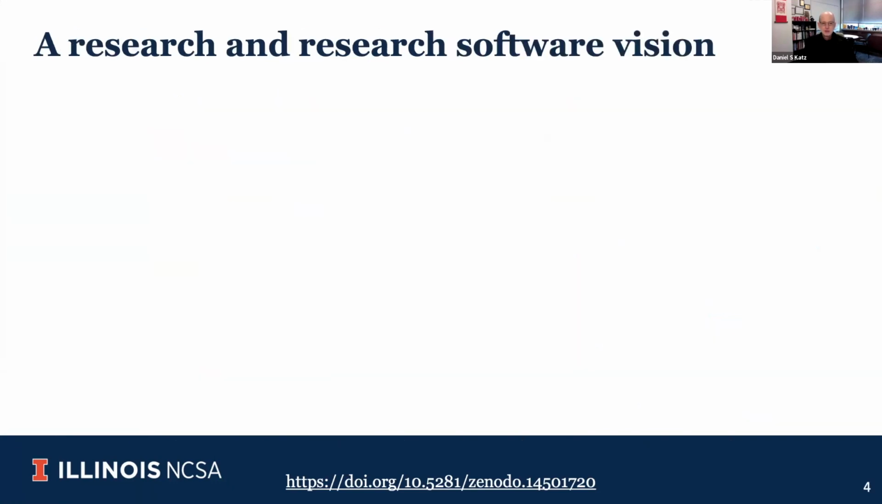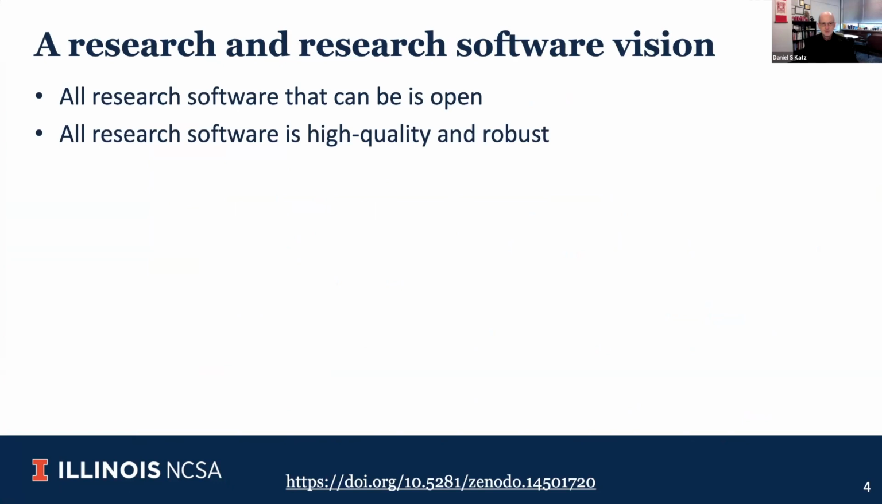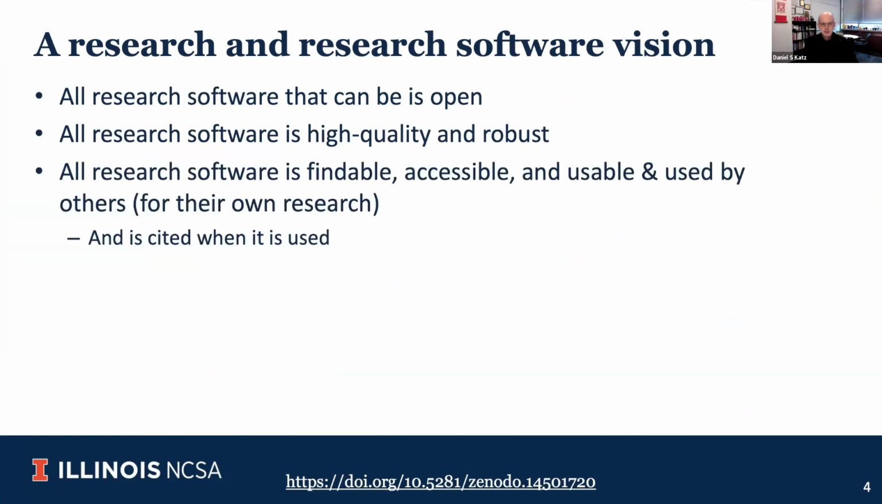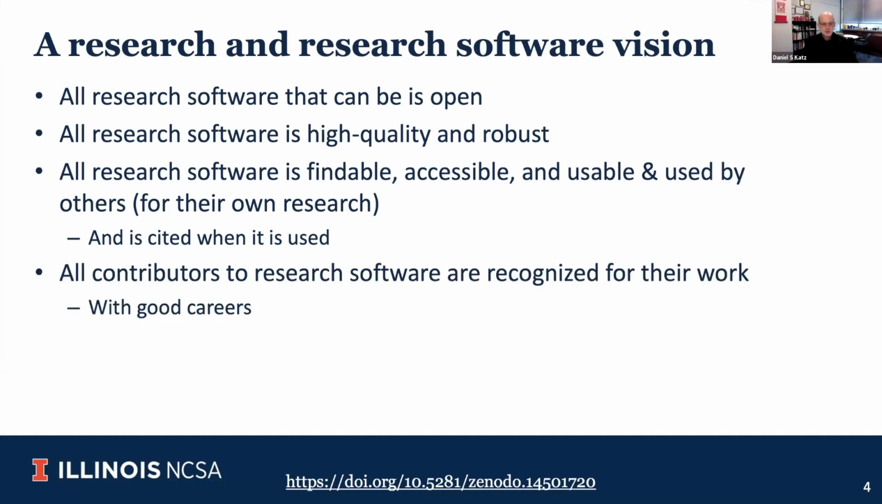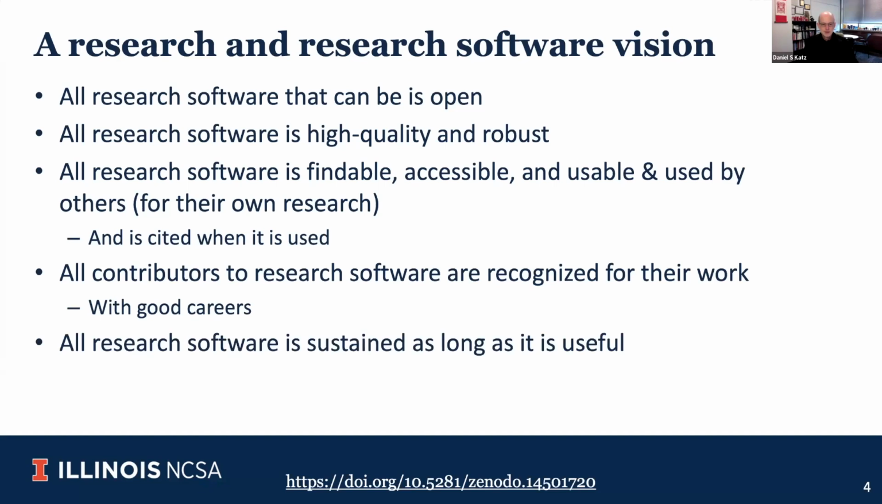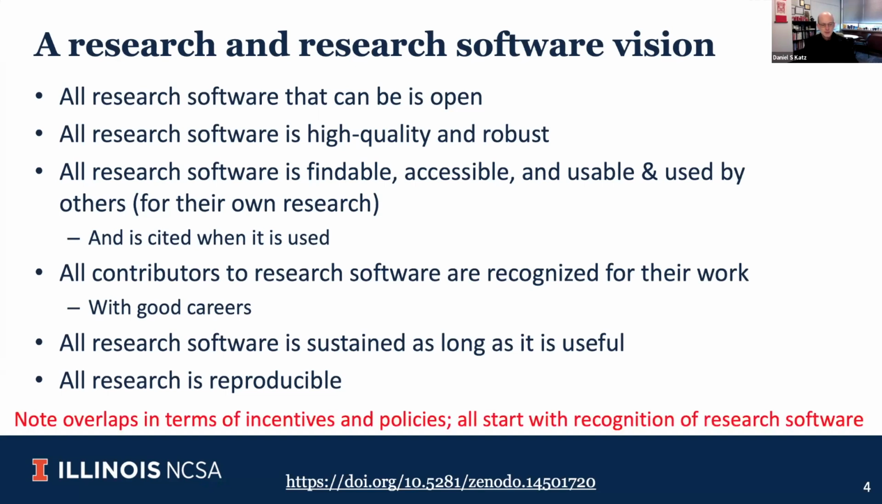So given that research software is important to research, here's a vision that I've had for a little while about how this all should work. And that's that all research software that can be is open, and that all research software is high quality and robust, that all research software is findable, accessible, and usable, and it is used by others for their own research. And when it's used, it's also cited. That all contributors to research software are recognized for their work and they have good careers. That all research software is sustained as long as it's useful, and that all research is reproducible. And it's worth mentioning then that all of these are really overlapping in terms of incentives and policies, and that they all start with a recognition of research software.